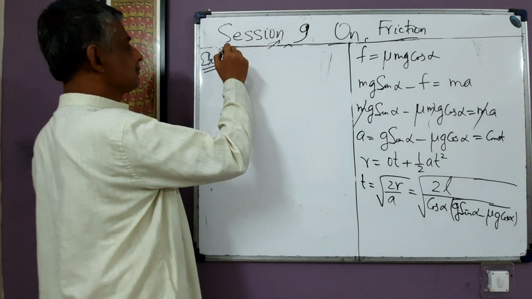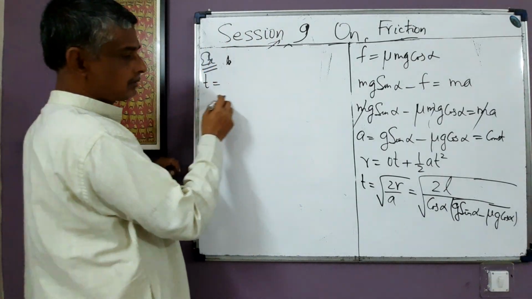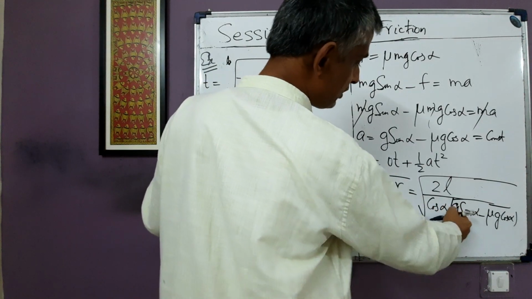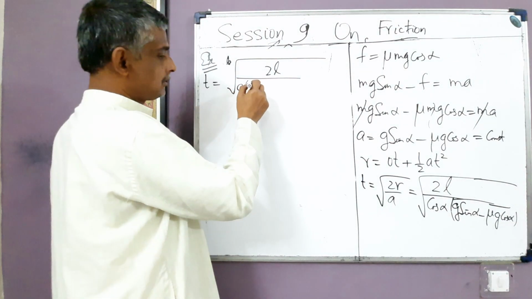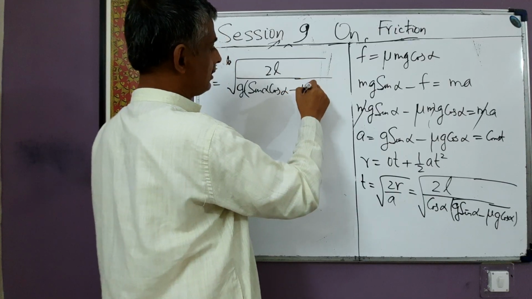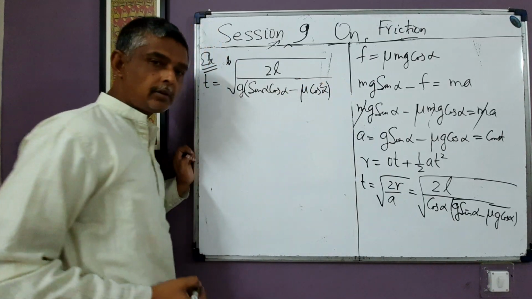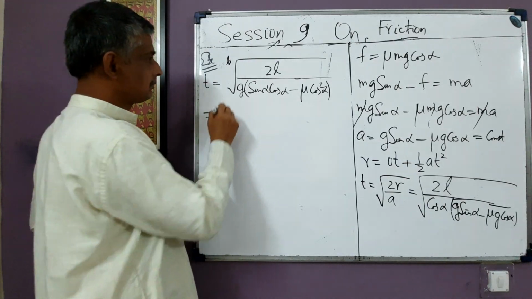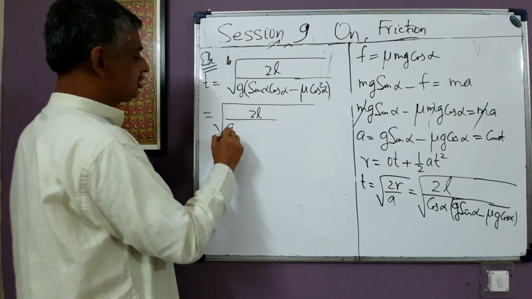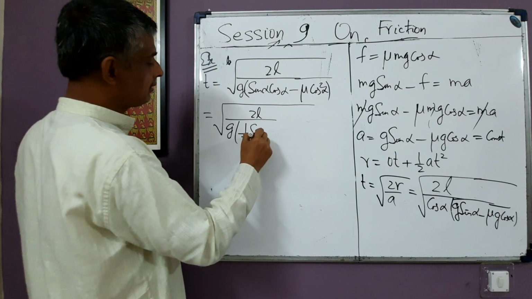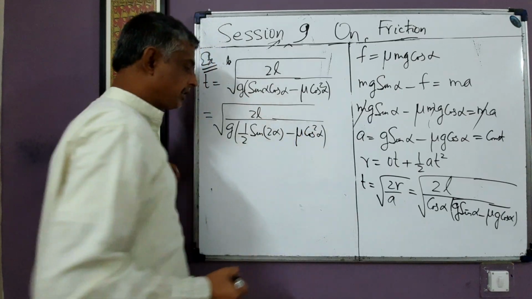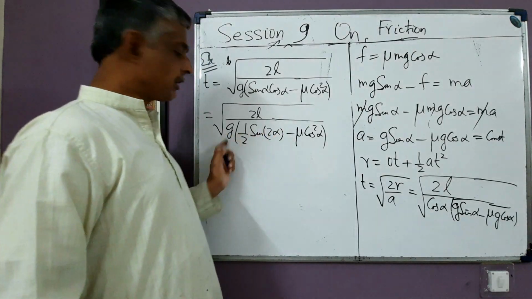Now see, so t I'll write as root under 2l by cos alpha, I take g common inside: sin alpha cos alpha minus mu cos square alpha. All right, fine. This I write as 2l by g, and this becomes half sin 2 alpha minus mu cos square alpha. Okay, sin 2 alpha is 2 sin alpha cos alpha. 2 cancels out, so this is the same thing.